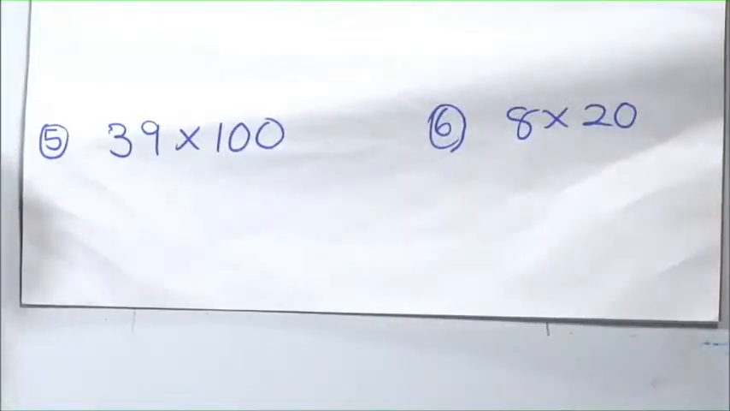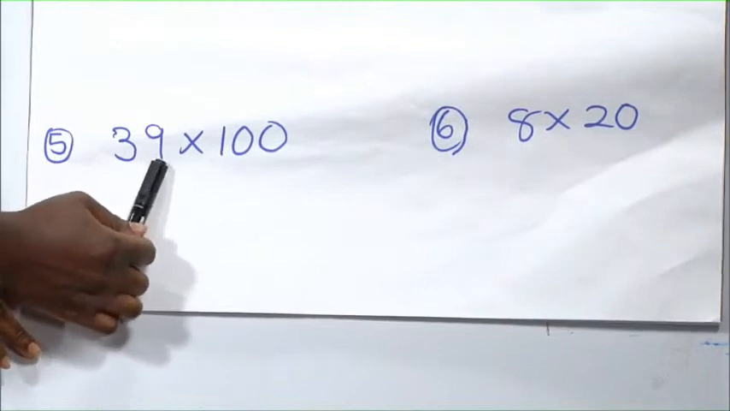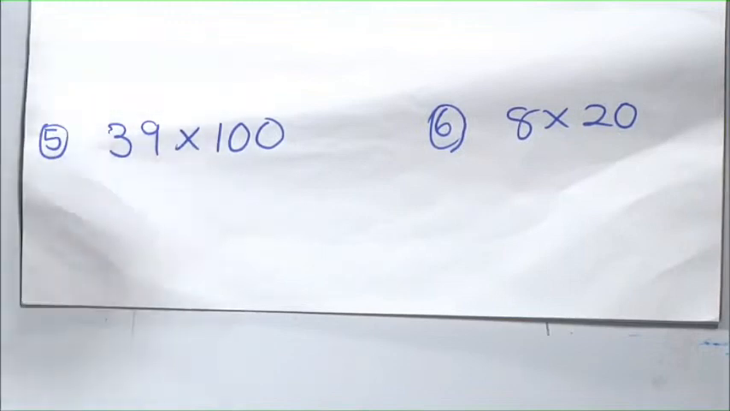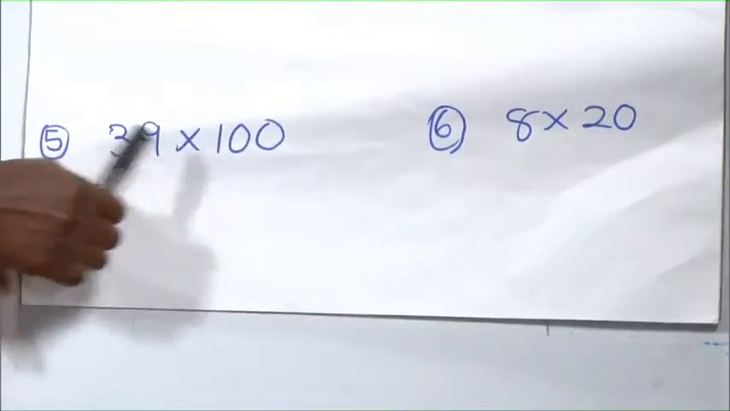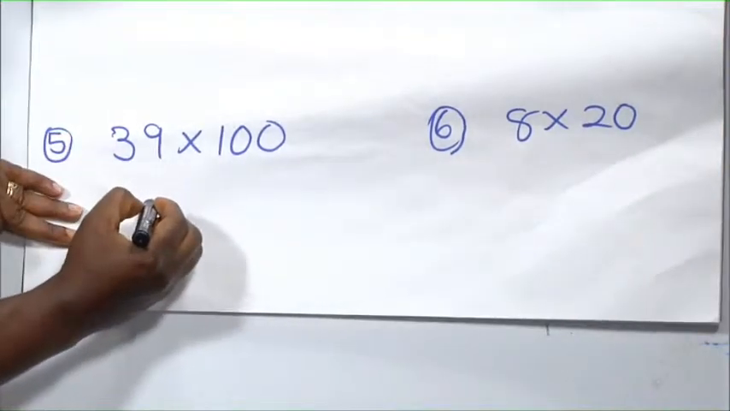39 times 100. How are we going to do it? We will just multiply the 39 and then 1. 39 times 1. And every number times 1 is the same as that original number. You have to put this thing in your head. So 39 times 1 will give us 39. Let's write our 39 down.